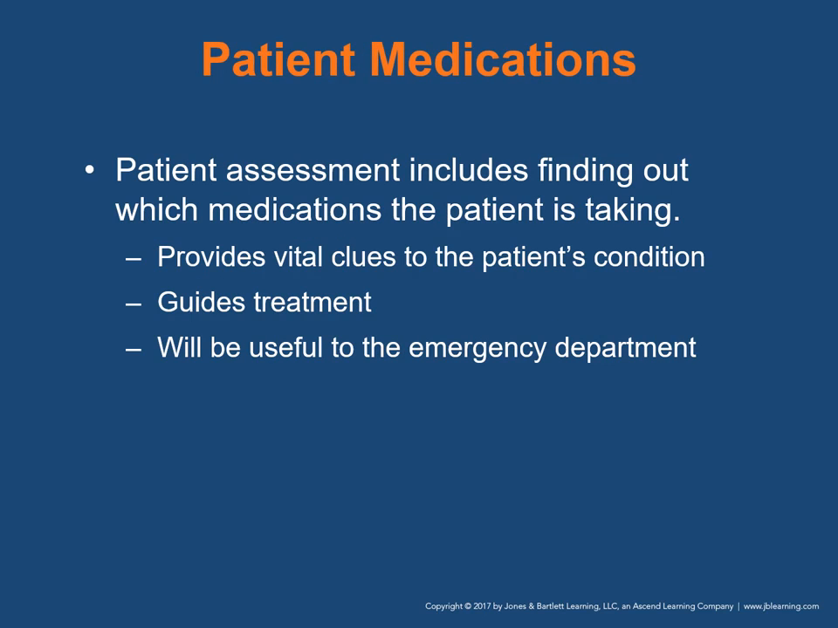Patient assessment includes finding out which medications the patient is currently taking. This information may provide vital clues to the patient's condition. It may help guide your treatment and may be extremely useful to the emergency department physician. It can also help you determine a chronic or underlying condition when a patient is unable to relate his or her medical history. Discover what the patient takes and transport the medications or a list of them with the patient to the emergency department. Ask about the use of any non-prescription drugs like over-the-counter, herbal supplements, or illegal drugs.